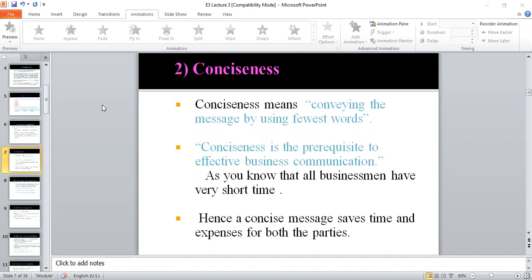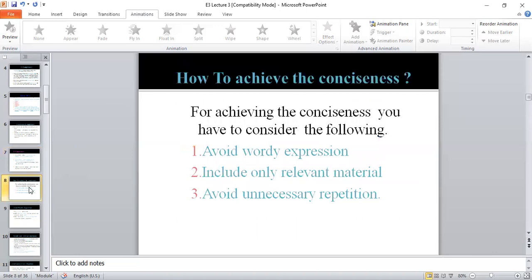Conciseness is a prerequisite to effective business communication. As you all know, all businessmen have very short time and would want you to give them a concise and complete message. Hence, a concise message saves time and expenses for both parties. Okay, so let's move on to the next slide.